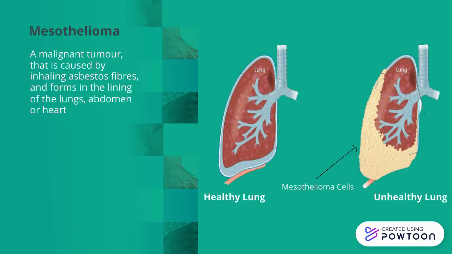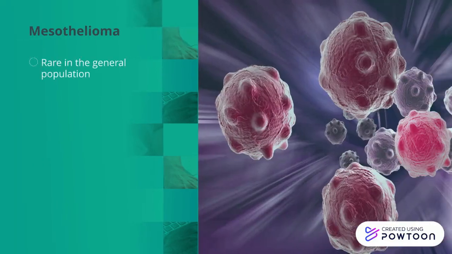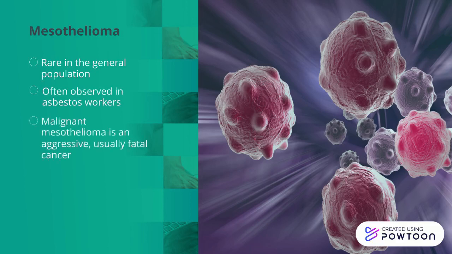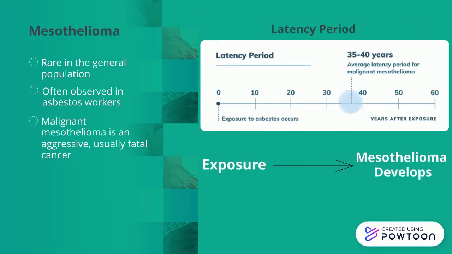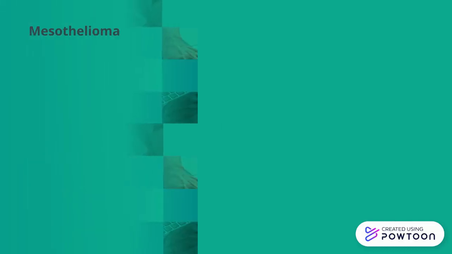Mesothelioma is a malignant tumor that is caused by inhaling asbestos fibers and forms in the lining of the lungs, abdomen, or heart. Mesotheliomas are relatively rare in the general population, but are often observed in asbestos workers. Malignant mesothelioma is an aggressive, usually fatal cancer. The latency period is usually 30 to 40 years. Symptoms of mesothelioma include dry cough, weight loss, and a fever.